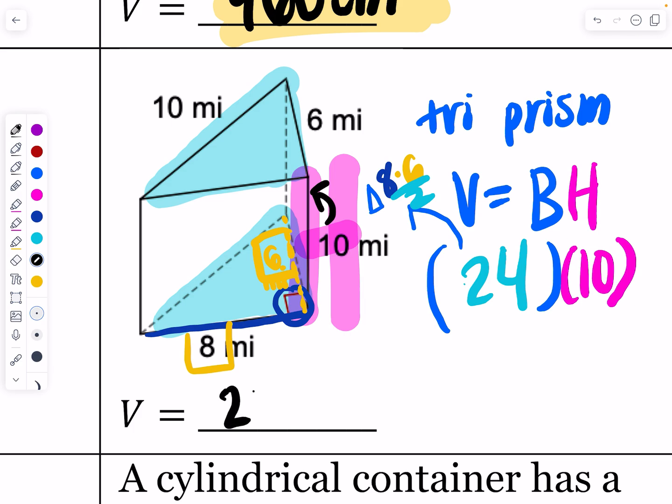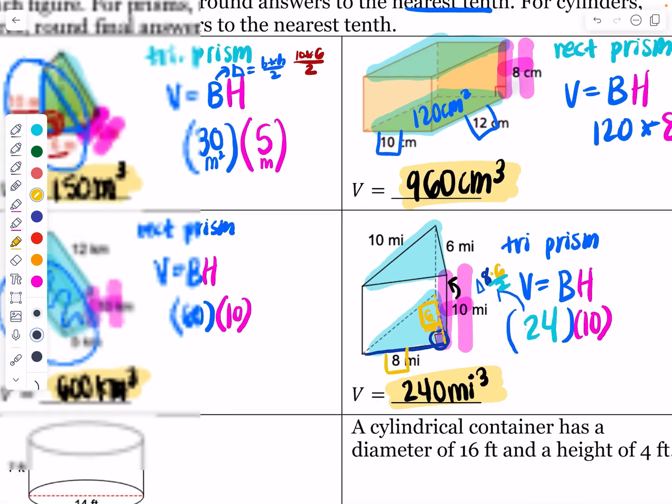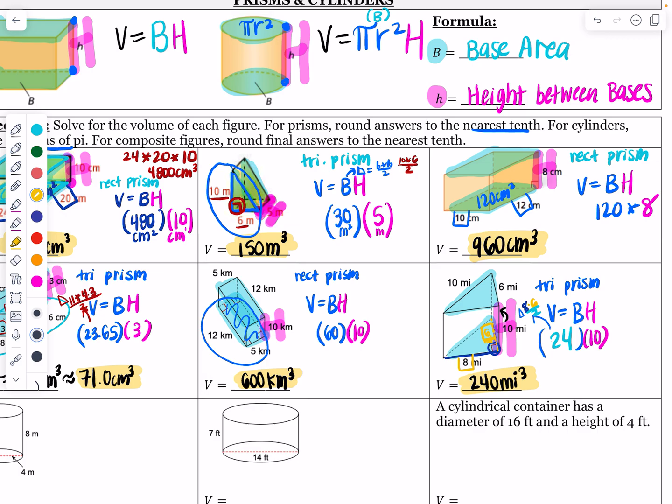24 times 10 is going to give me 240. That is going to give me miles cubed. So be careful. It's always going to be in units to the 3rd power for volume. So there's our triangular prism.